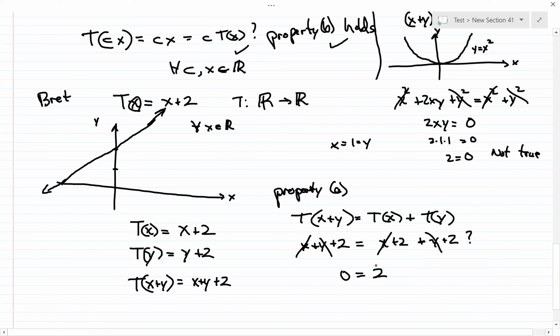Well, that's no good. For the linearity property to hold, you have to believe that 0 equals 2. And I hope none of you believe that. So what does it mean? And this is supposed to hold for every x and every y, but I don't think it matters what x or y you put in, you're going to get a falsehood. In other words, this is not true. So what does it mean? Property A does not hold.